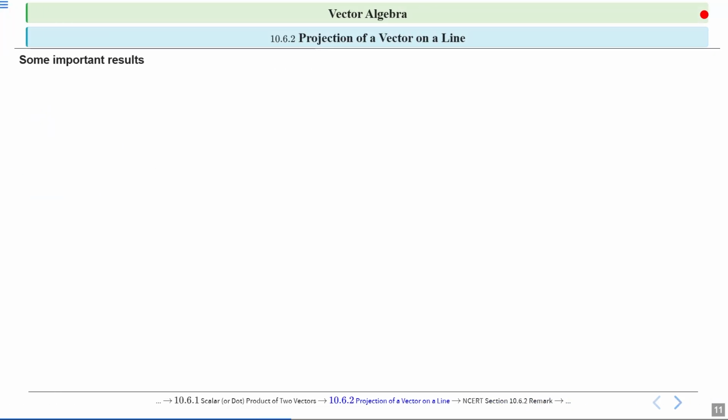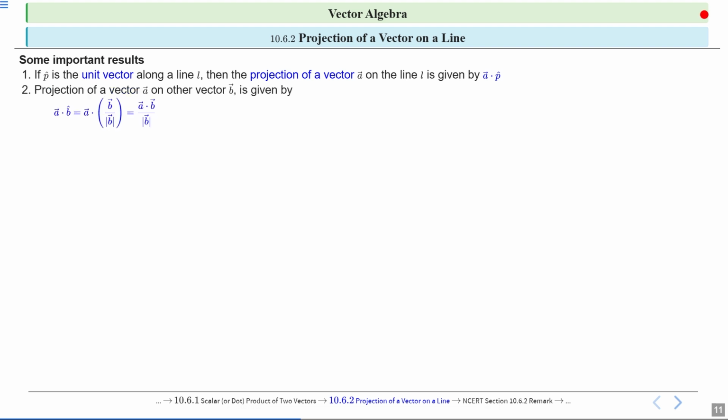Now let's see some important results. First, if P cap is the unit vector along the line L, then the projection of a vector A on the line L is given by A dot P cap. Projection of vector A on another vector B is given by A dot B cap, which is equal to A dot B upon magnitude of B.